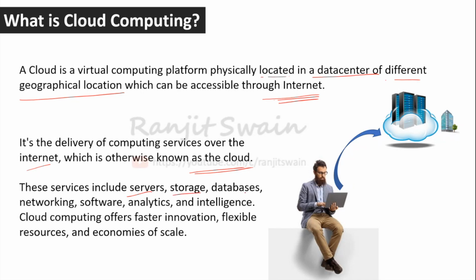Servers, storage, databases, networking, software, analytics, and intelligence. Like we have servers, we have storage, databases, networking, software, analytics. You should know all these terms; I'm not going to explain them. You know servers, you know storage to store the data, the database to keep the data, and networking. All these things: flexible resources and economies of scale.